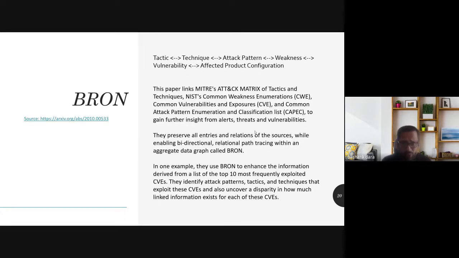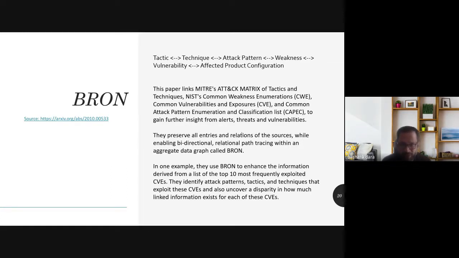This is a very beautiful paper called Braun. What they've done is they've taken these ATT&CK MITRE TTPs, then mapped them with CWEs, then further mapped them with vulnerabilities so that they can derive the affected product configuration. It's a very, very beautiful way of building bidirectional graphs and doing some cool graph algorithms there, and then deriving insights, right?